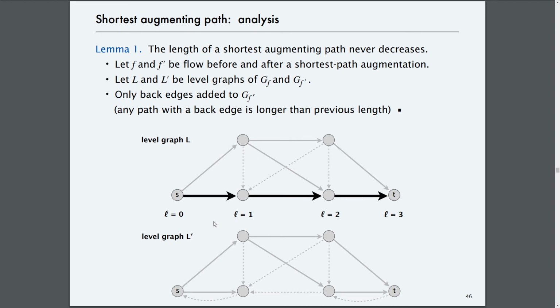So here we have a level graph L, and we have f and f prime as the flow before and after the augmentation. So we have L and L prime, which are the level graphs of G_f and G_f prime. So this is the level graph before the augmentation. And here we have found a path. And this is after the augmentation.